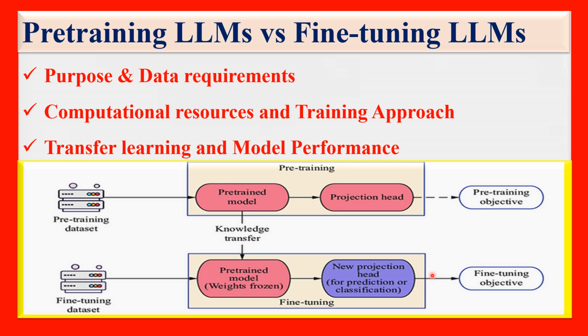Then comes training approach. Pre-training involves training the model end-to-end on a large unsupervised dataset, where the model is typically trained using unsupervised and semi-supervised learning techniques such as masked language modeling or next sentence prediction. Fine-tuning involves training the model on a task-specific dataset using supervised learning techniques such as classification or regression. Then comes transfer learning. Pre-training allows for transfer learning, which is the ability to apply the knowledge learned during pre-training to other tasks. Fine-tuning is a form of transfer learning, as it leverages the knowledge learned during pre-training to improve the model's performance on the specific task.